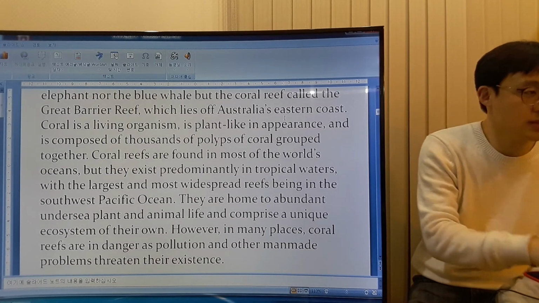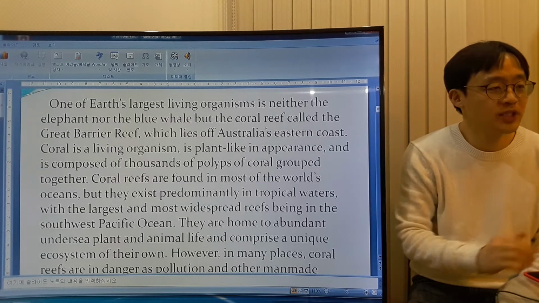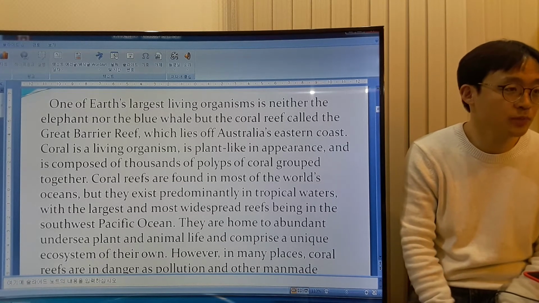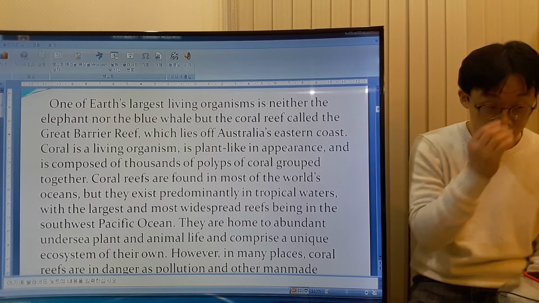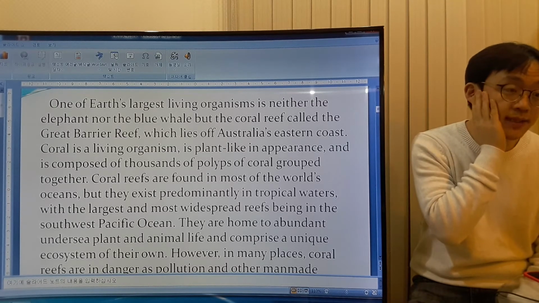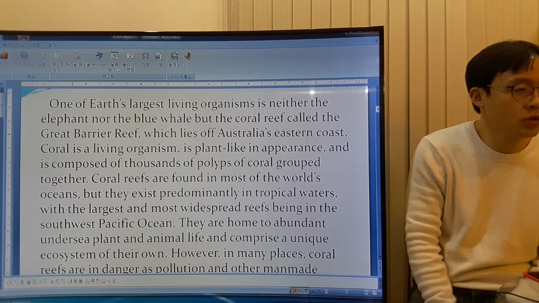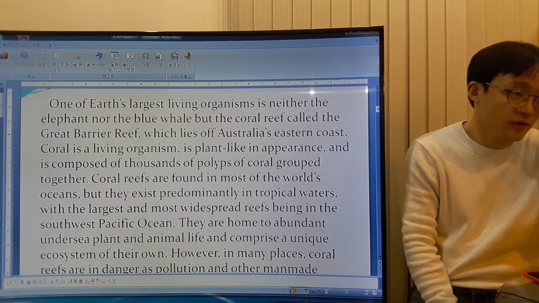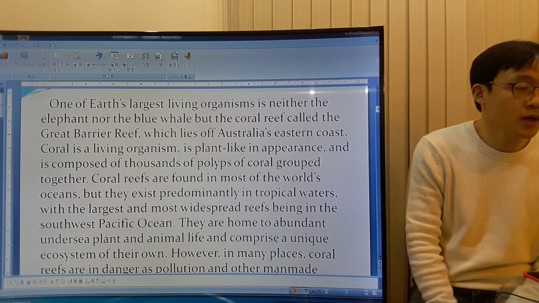threatening their existence. So what is this part about? This part is about what the largest living organism in the world is, being the Great Barrier Reef, which is a coral reef, and it's in Australia. Okay, it's in the sea near Australia, and it's talking about what a coral is. All right, it's a living organism. It looks like a plant, and it's made up of thousands of polyps of coral.